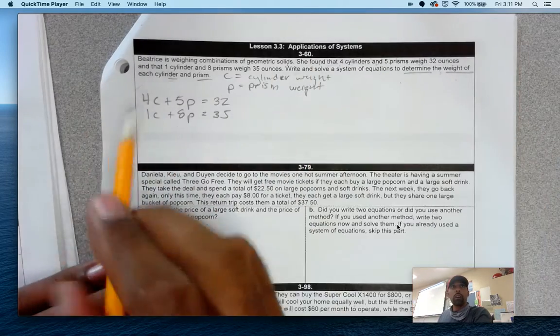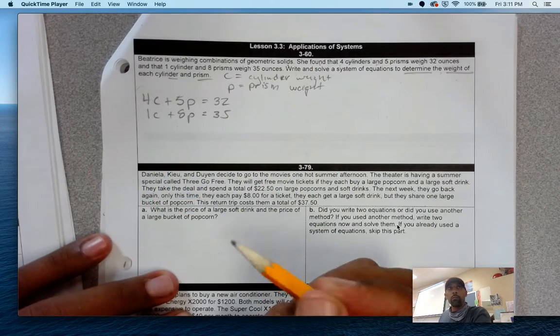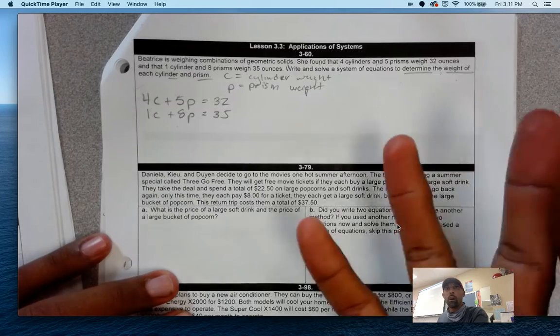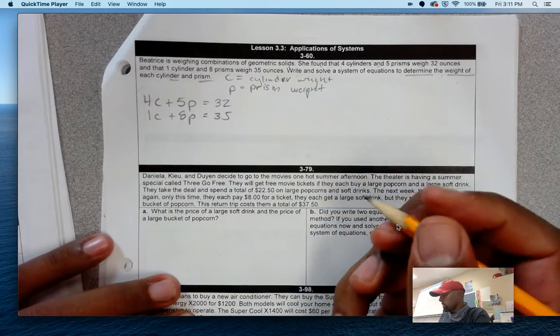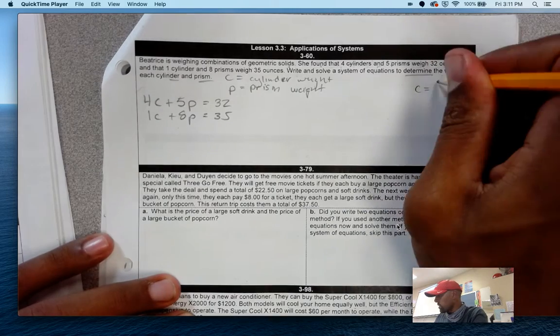So now you've got these equations in standard form, and what you're going to need to do is solve for C and P, and then that's going to be your solution. So you find that's going to be the weight.